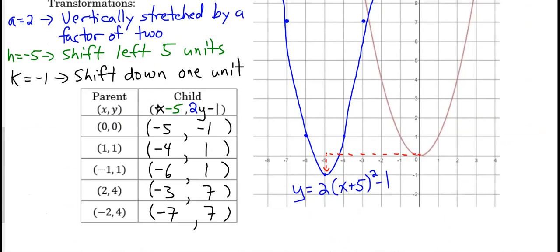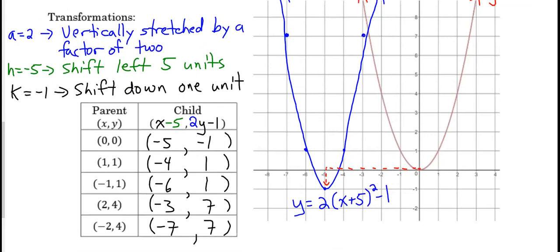So again, x plus h, but since h is negative, it can be x minus, and y plus k, and the k value is negative, so you can write it this way. And then again, you take all your x values, plug them into these little formulas, x minus 5. So take all these x values and subtract 5, get new x values. Take all these y values in the parent, multiply them by 2 and subtract 1, get new y values, plot the points, and you got your new graph.